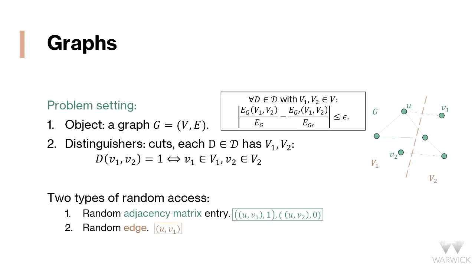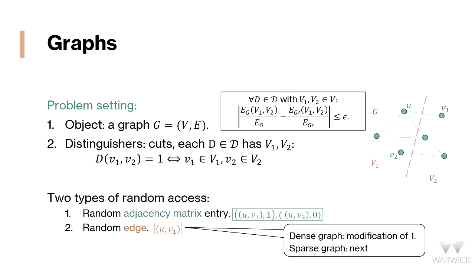We might want to receive a random edge, which makes more sense if the graph is sparse, because in the adjacency matrix, we're just going to receive 0 all the time. And then the set of distinguishers checks for the fraction of edges across a cut. If the graph is dense, there isn't really a huge difference between these two methods, because what we receive is more or less the same. If the graph is sparse, then the second one is the only one that makes sense, but also standard algorithms don't work, because their error scales with the number of vertices squared.